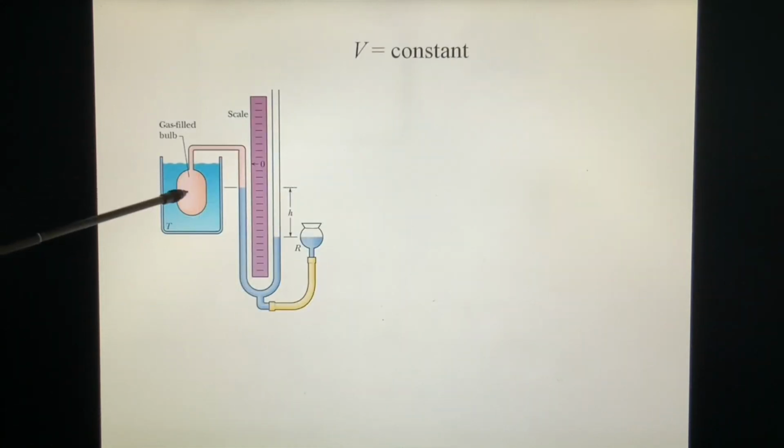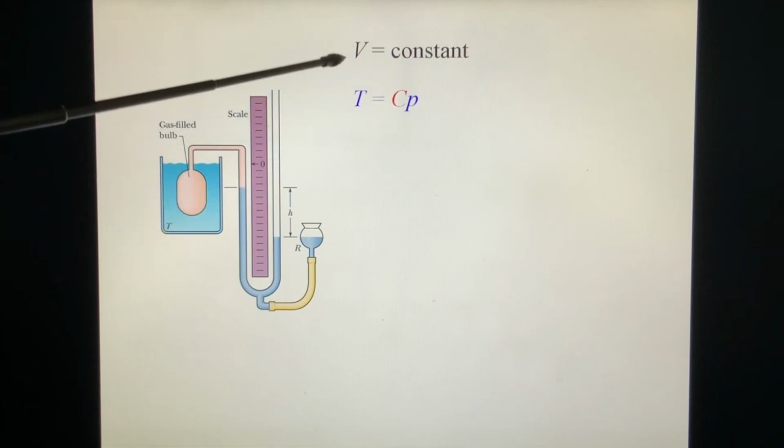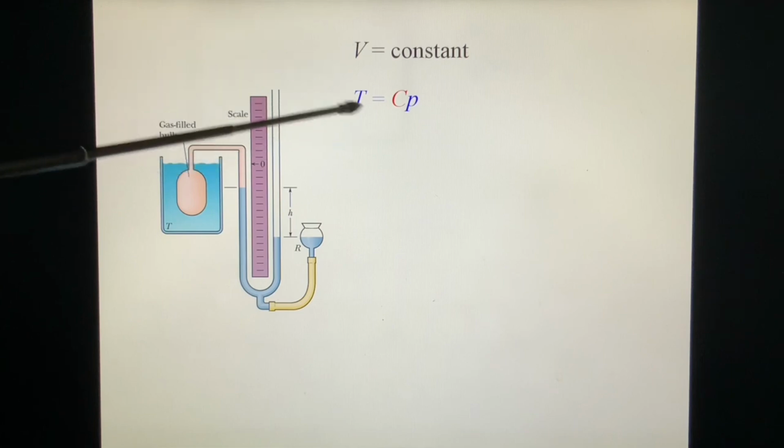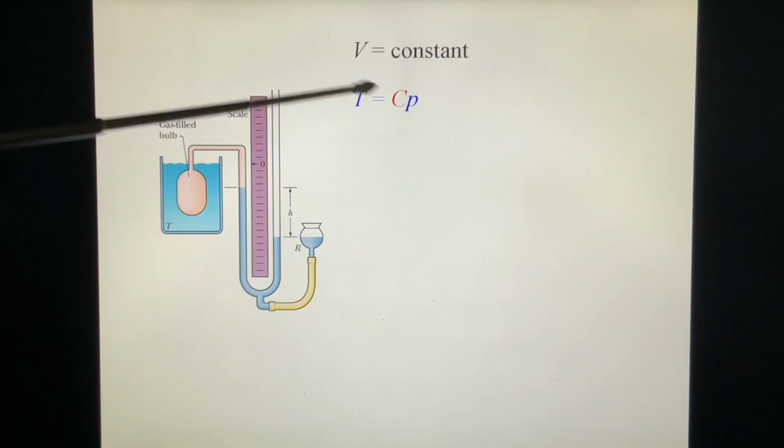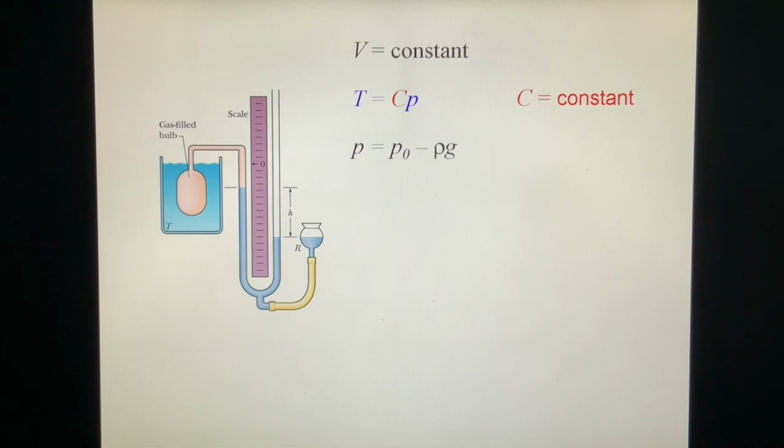We see the volume is constant. At constant volume, the temperature is proportional to the pressure. This is measured in Kelvin. If we measure the triple point of water, this is P, the pressure of the constant-volume gas. P plus rho g h is equal to this one. This is P0, the atmosphere.